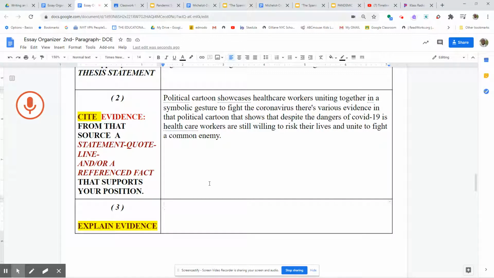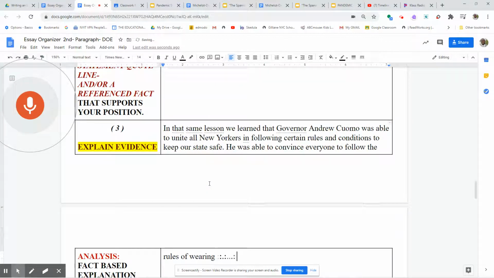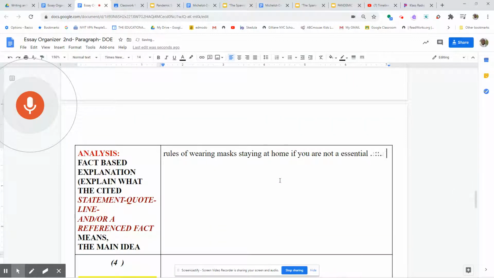in that same lesson, we learned that Governor Andrew Cuomo was able to unite all New Yorkers in following certain rules and conditions to keep our state safe, period. He was able to convince everyone to follow the rules of wearing masks, staying at home if you are not an essential worker, and make sure that we look out for each other, period.